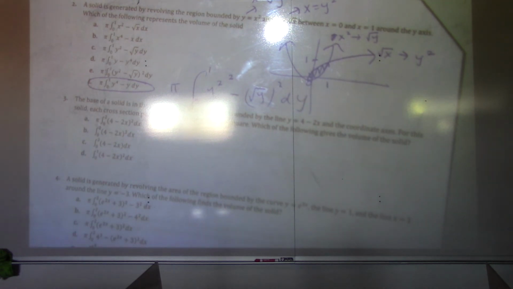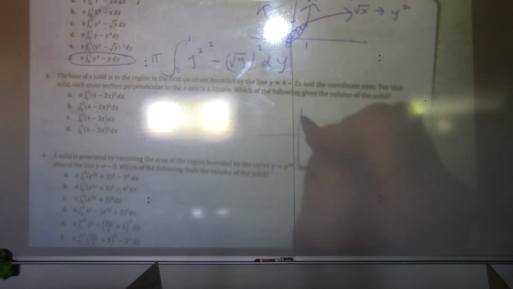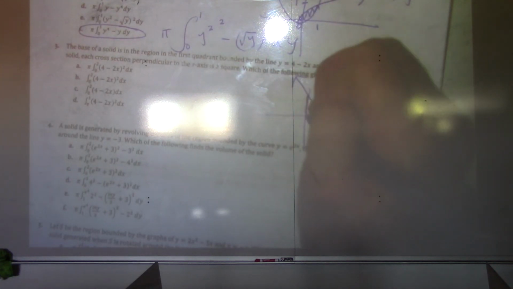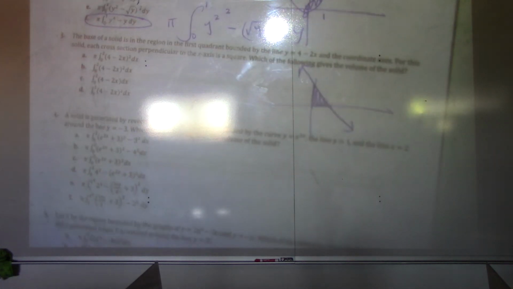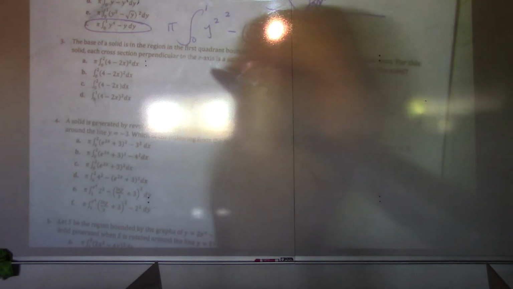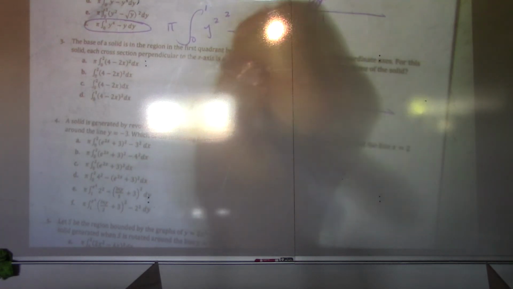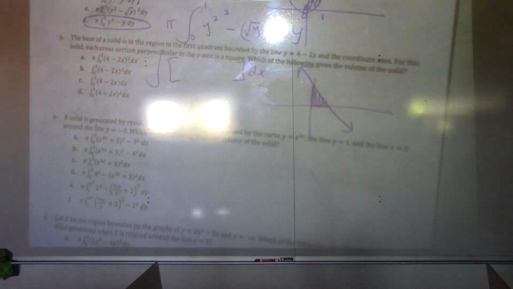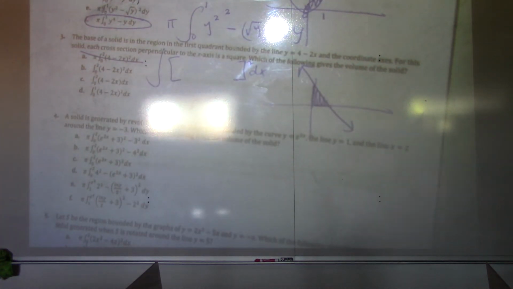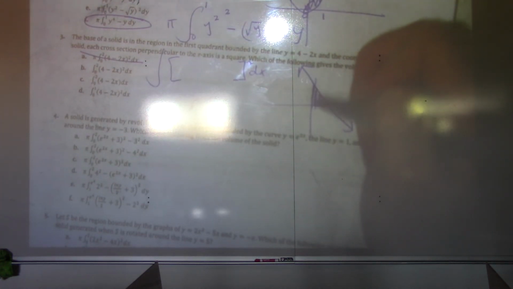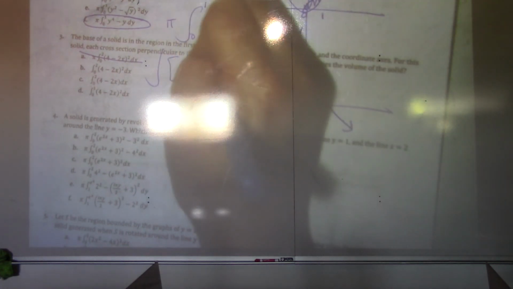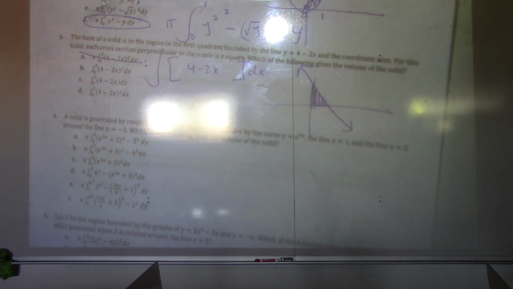The base of a solid is the region in the first quadrant bounded by y equals 4 minus 2x, which looks something like this. We are not using calculators, and the coordinate axes, so this area right here. The cross-section perpendicular to the x-axis is a square, so I want it in terms of dx. I want the area of a square, no pi, and the side of the square at any point is just 4 minus 2x. So it's the integral of 4 minus 2x squared dx.